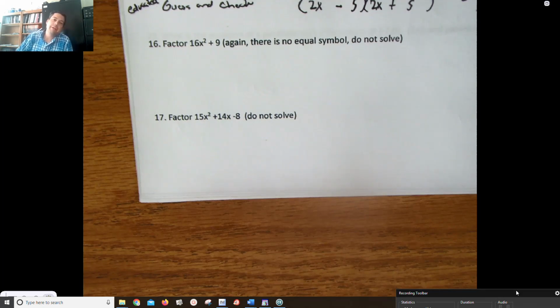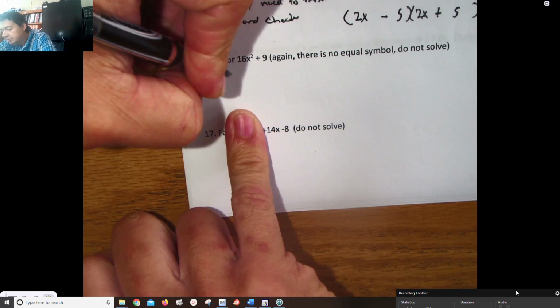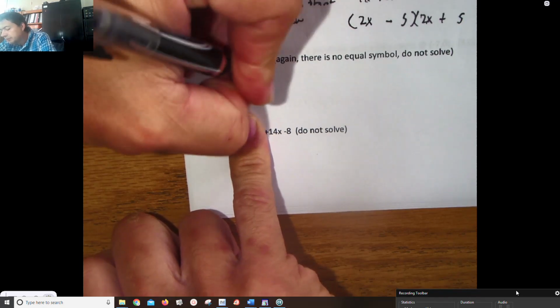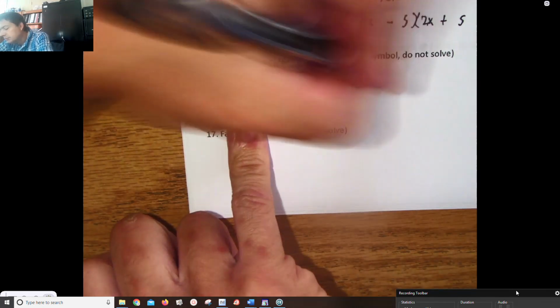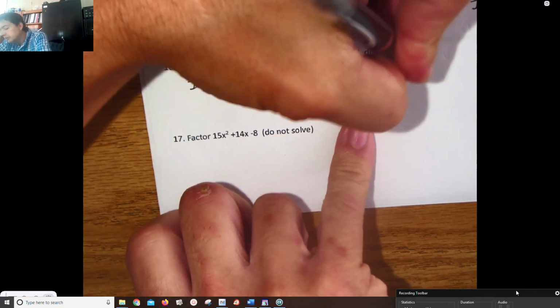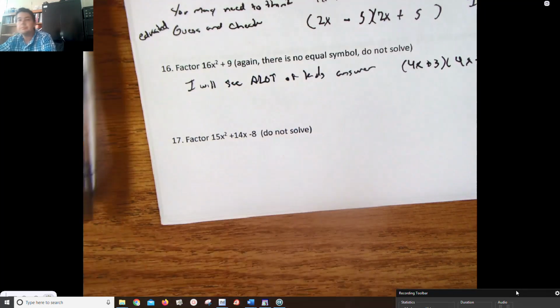All right, what do we got to do here? Factor 16x squared plus 9. There's no equal sign. We're not solving. Don't be that kid. Didn't ask you to solve, just asked you to factor. All right, so you might try some things. I will see a lot of kids write this. This is how they'll answer. They will answer 4x plus 3, 4x plus 3.